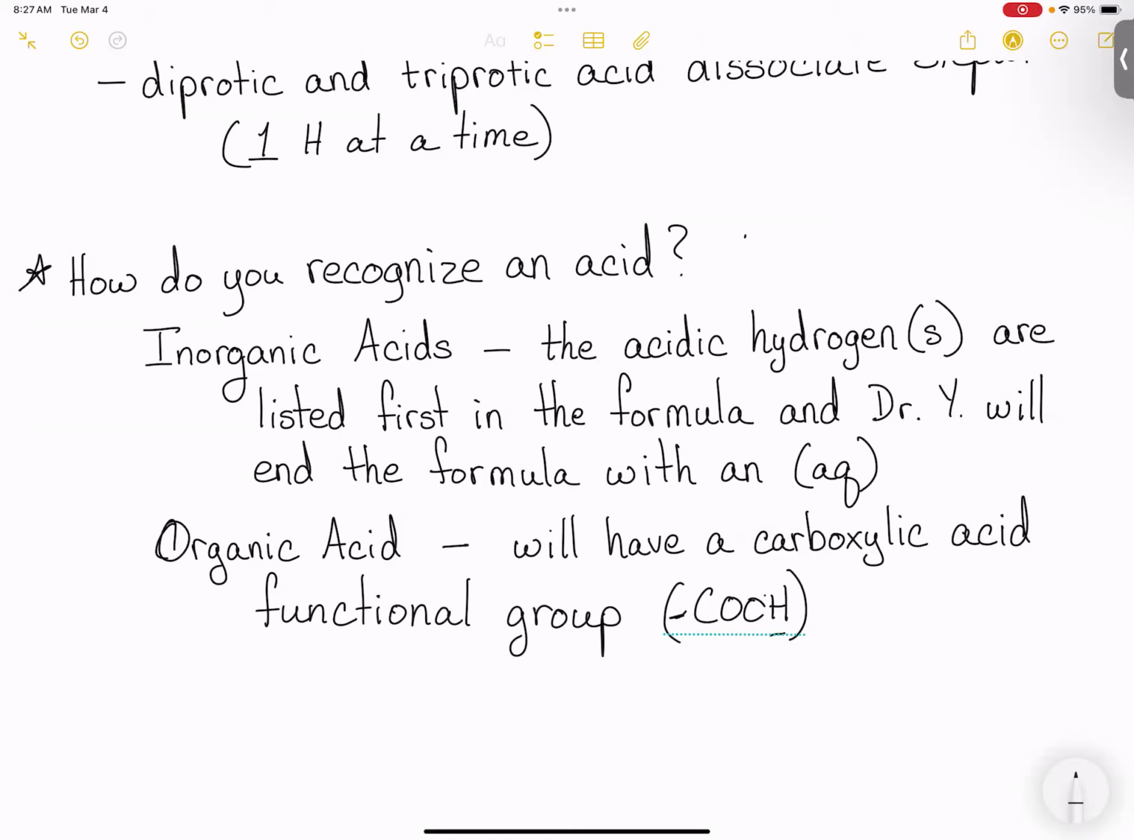Okay, so I just want to go back over the notes that I've given you about an acid at this point. And then what we're going to do is get into the formulas of acids and the names of acids.